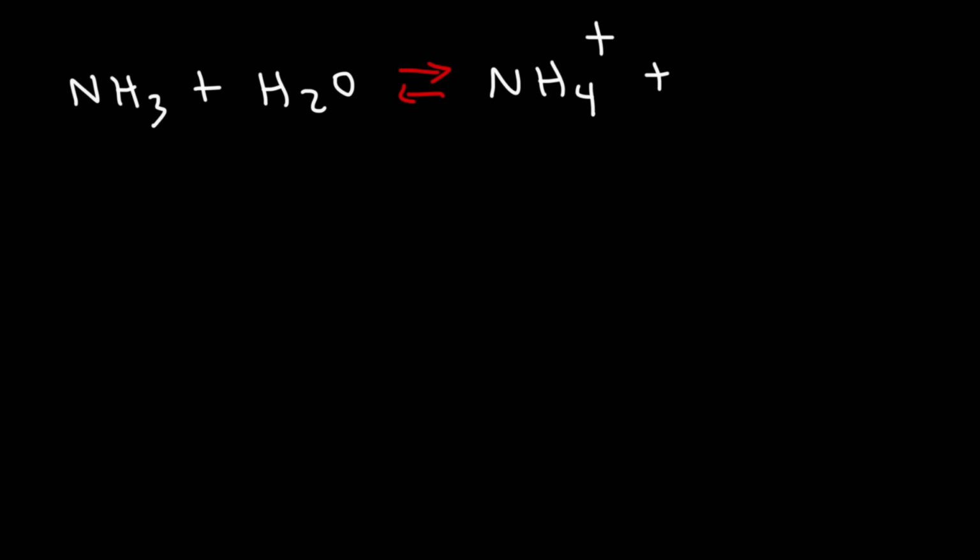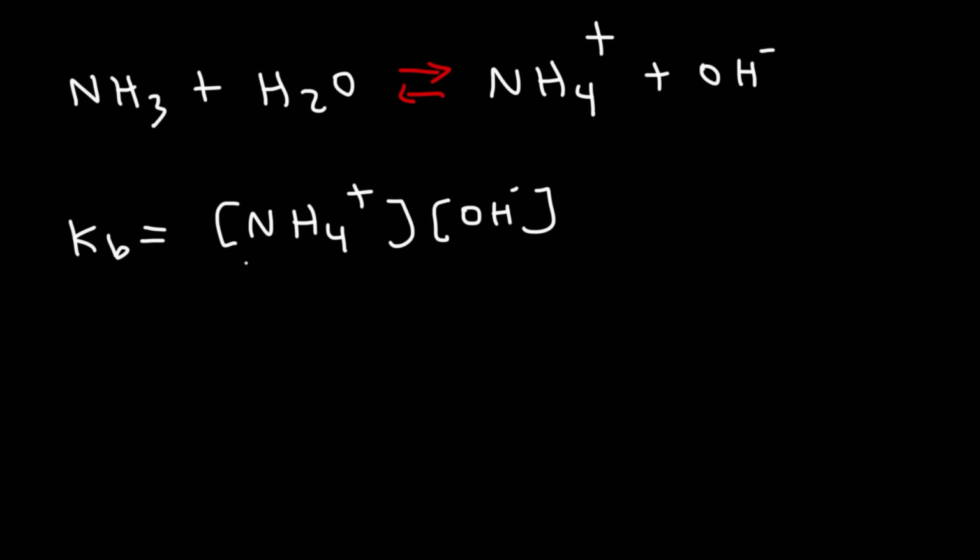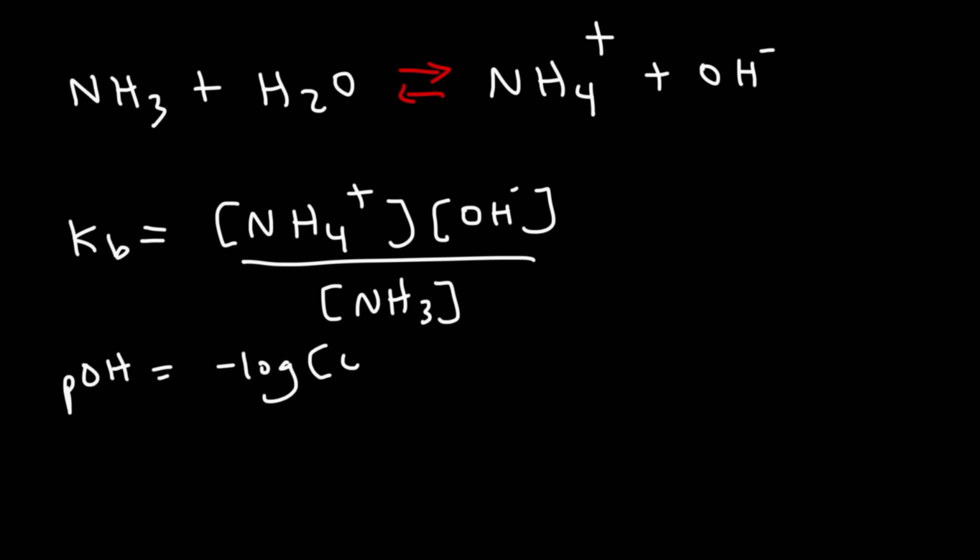Now, when dealing with bases, in this case, NH3 is a weak base, you need to use the base dissociation constant, which is Kb. Kb, like Ka, is equal to the concentration of the products divided by the concentration of the reactant. Now, using ice tables, you want to calculate the concentration of hydroxide, because once you have that, you can calculate the pOH using this formula. And then once you have the pOH, you could find the pH.